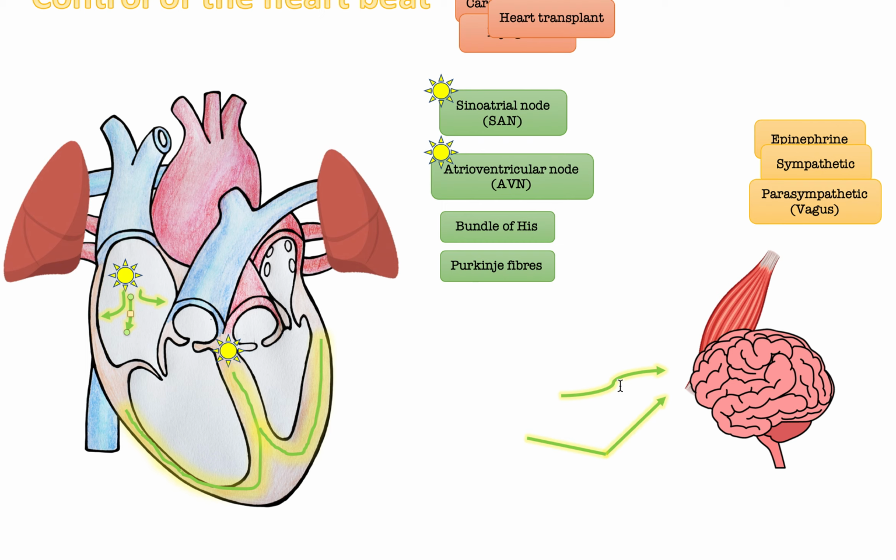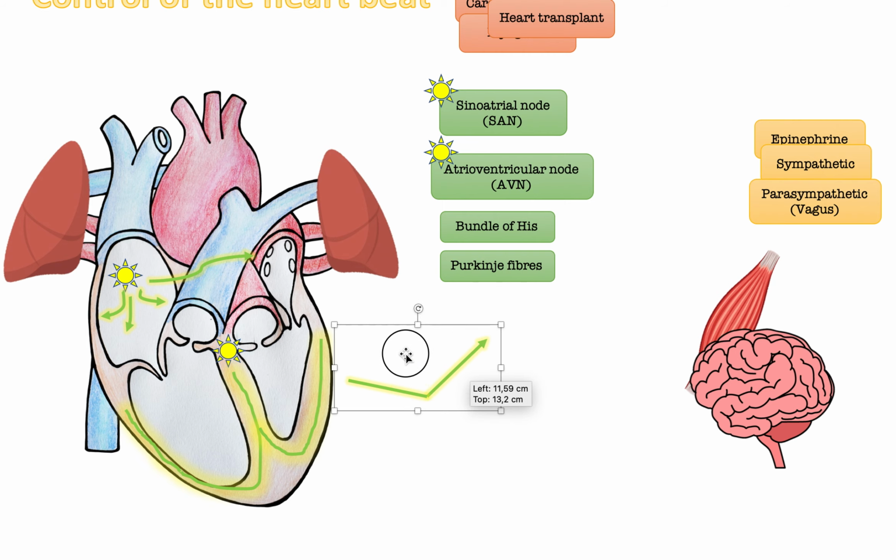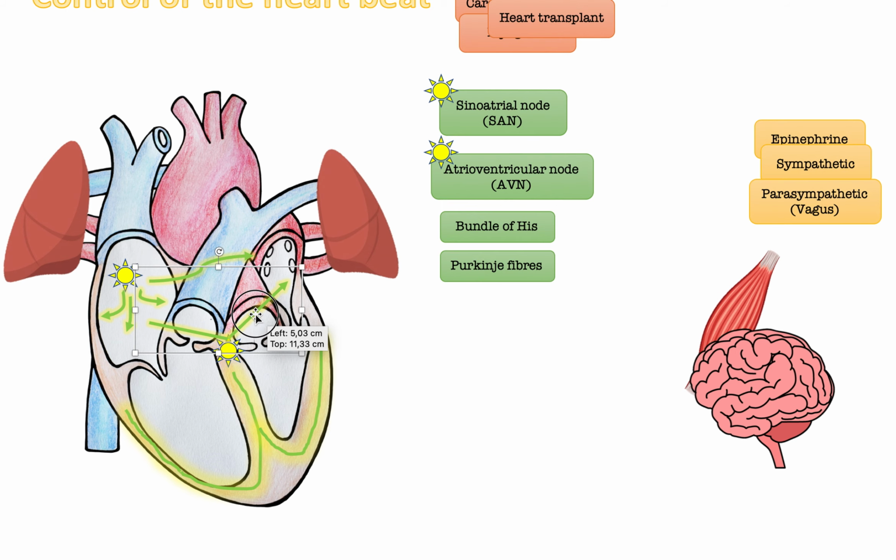Okay, so when it sends out these signals, as you can see, I'm trying to make it as clear as possible. These arrows represent sending a signal to the right atrium to contract, and these send a signal all across the heart to the left atrium. When these signals reach the muscle of the right and the left atrium, it causes them to contract.